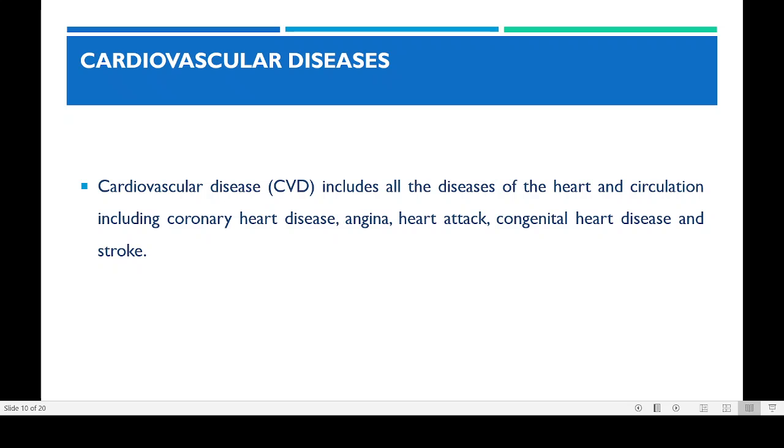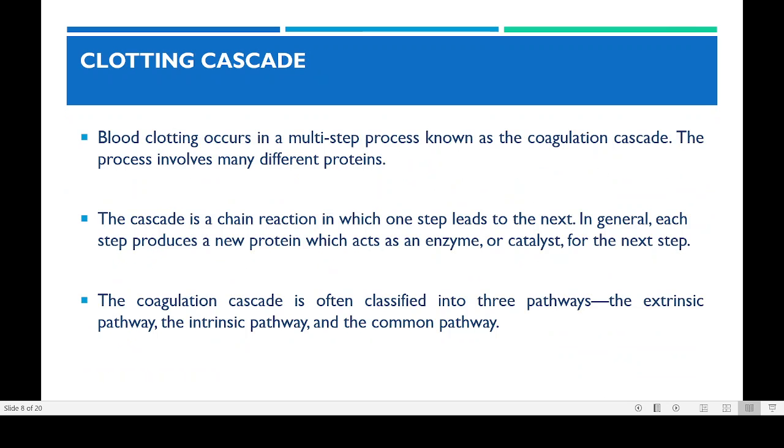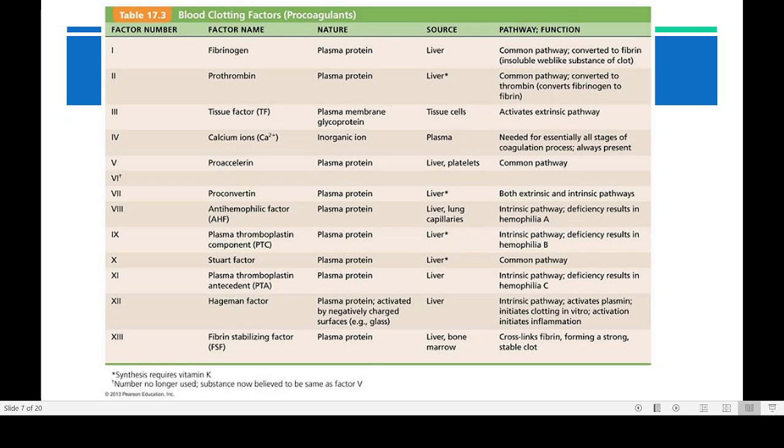Then we have the cardiovascular diseases and blood pressure that we will be discussing in the next class. So today we will finish with the blood clotting.